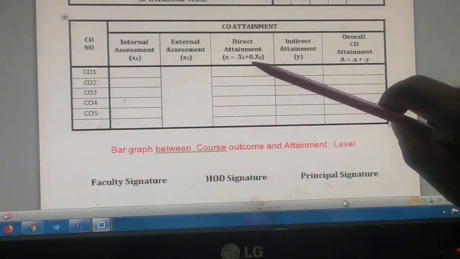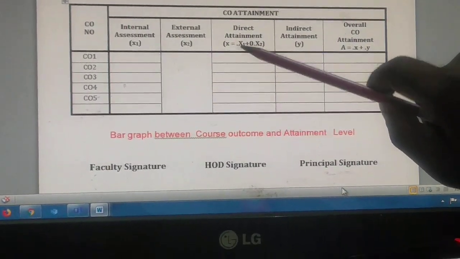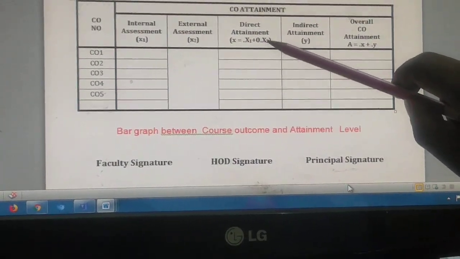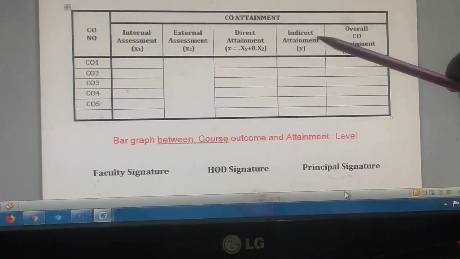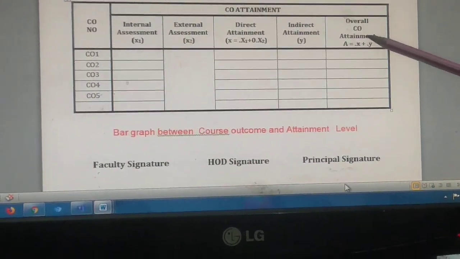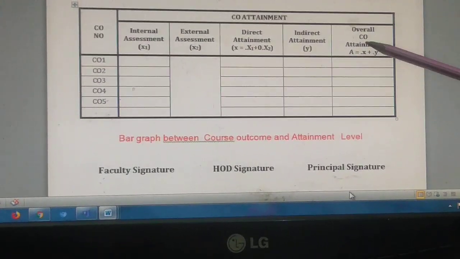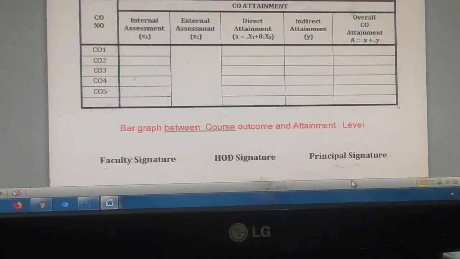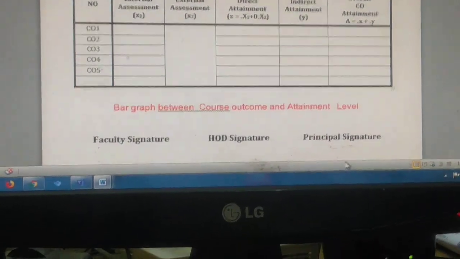examination. Direct attainment is equal to 0.2 x1 plus 0.8 x2, and indirect attainment is equal to y. So overall CO attainment is equal to 0.8 x plus 0.2 y. So this is for my case.